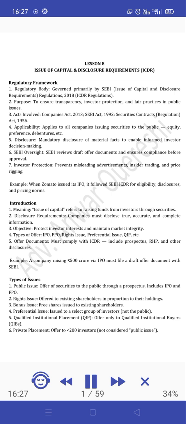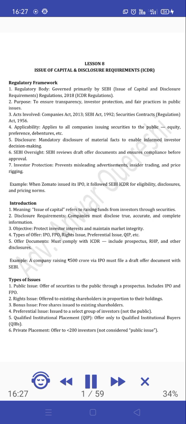3. Acts involved. Companies Act, 2013. SEBI Act, 1992. Securities Contracts Regulation Act, 1956. 4. Applicability. Applies to all companies issuing securities to the public. Equity, preference, debentures, etc. 5. Disclosure. Mandatory disclosure of material facts to enable informed investor decision-making.